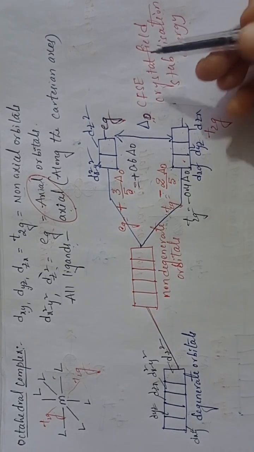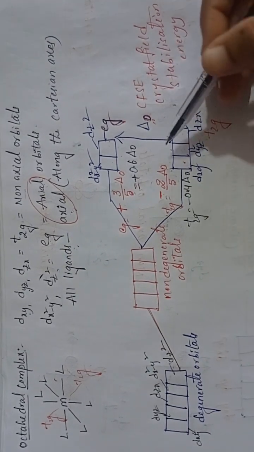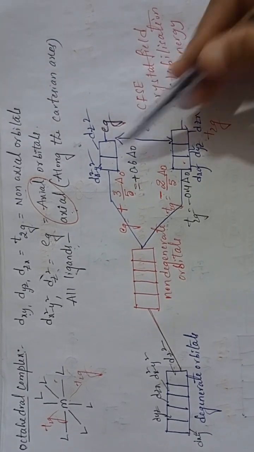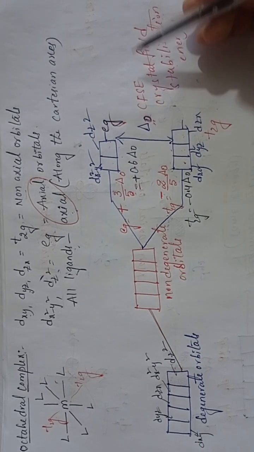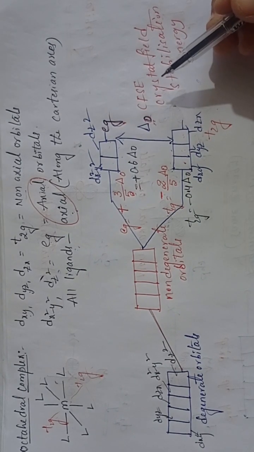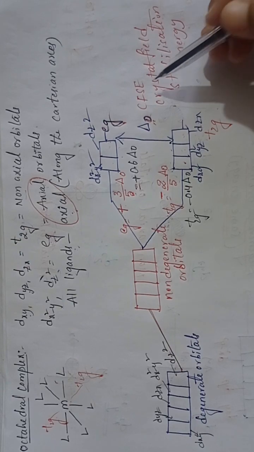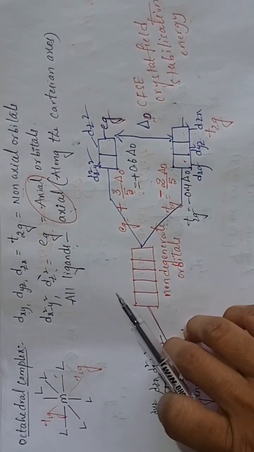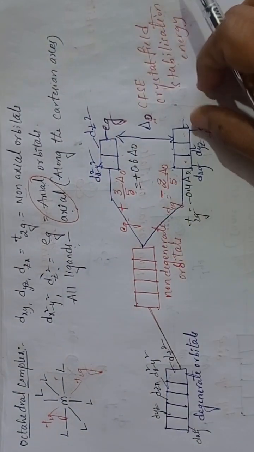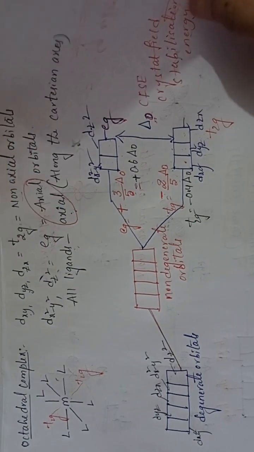So what is crystal field stabilization energy? The energy difference between the two sets of d orbitals is called crystal field stabilization energy. Understood? So like this, the d orbitals are split into two sets in the case of an octahedral complex, students.